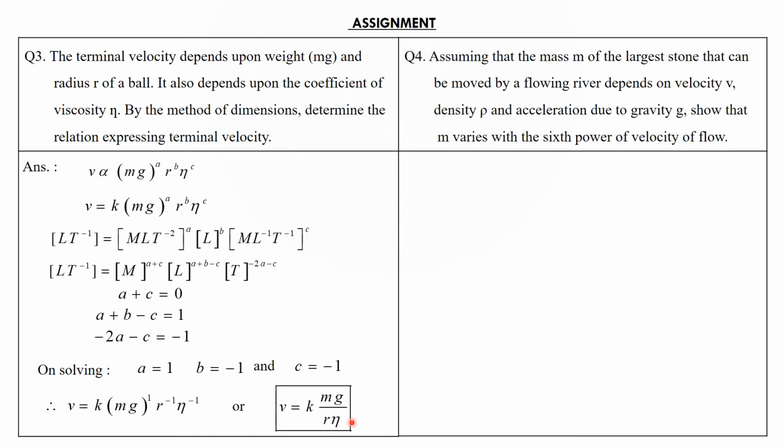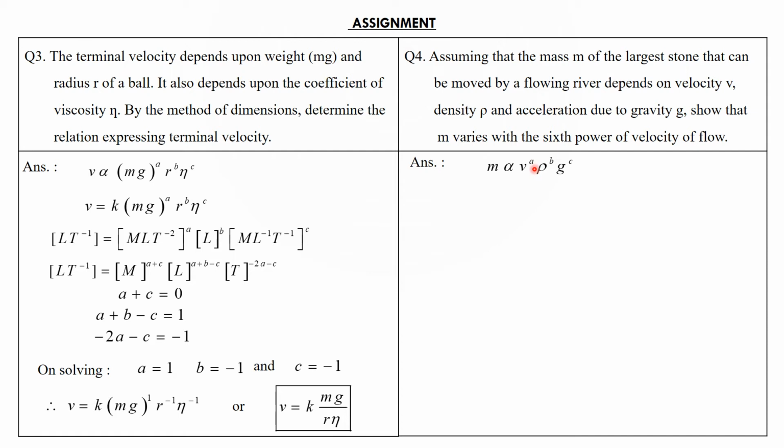Let's move to question number 4. Assuming that the mass m of the largest stone that can be moved by a flowing river depends on velocity, so m is proportional to v to the power of a, density rho to the power of b, and g to the power of c. We need to show m is varying with the sixth power of velocity of flow. Okay, so we need to show that a is 6.